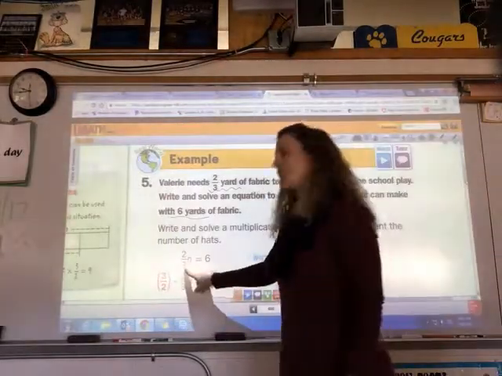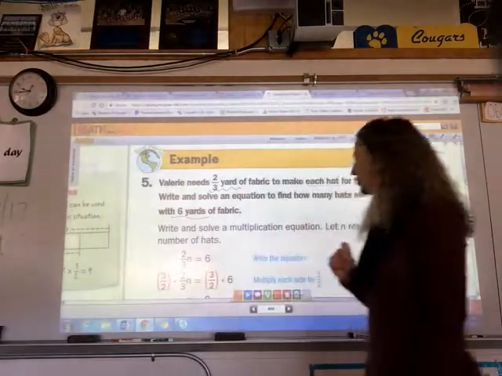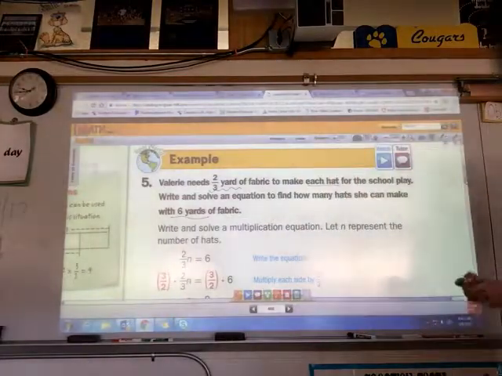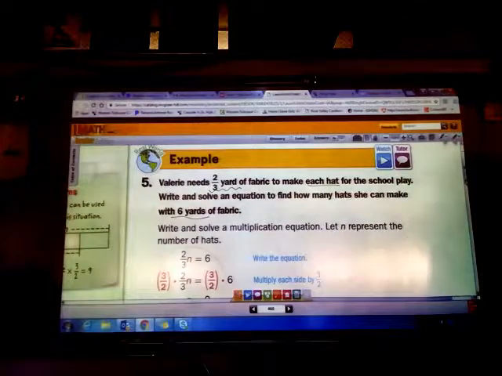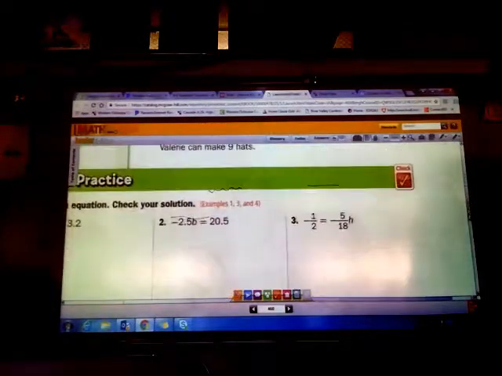Because it's a fractional coefficient, we're going to multiply both sides by the reciprocal, which would be 3/2. Those are going to cancel out, n is going to be left. And when you take 3/2 times 6, we should come up with 9. So to answer the question, how many hats can she make? She can make 9 hats.